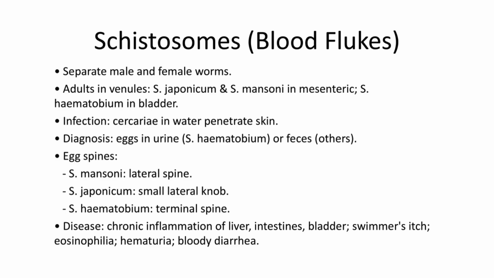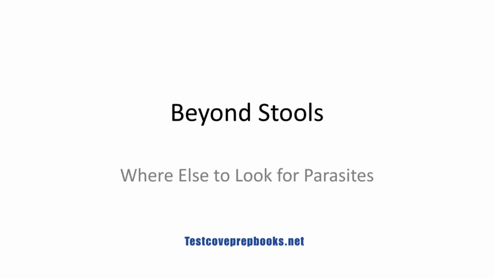Clinically, schistosomiasis causes progressive chronic inflammation of the liver, intestines, and bladder. A dermatitis known as swimmer's itch may occur when cercariae from non-human hosts penetrate human skin. Eosinophilia is common. Specific symptoms include hematuria with S. hematobium infection and bloody diarrhea with S. mansoni or S. japonicum. Schistosomiasis occurs in many regions, but in the United States, transmission does not occur due to the absence of suitable snail hosts. When looking for parasites, remember that not all are found in stool specimens.